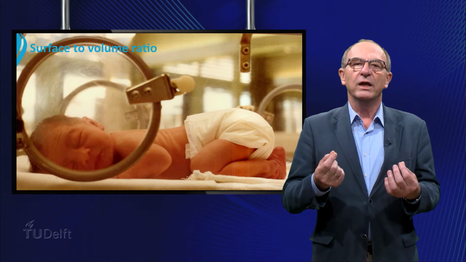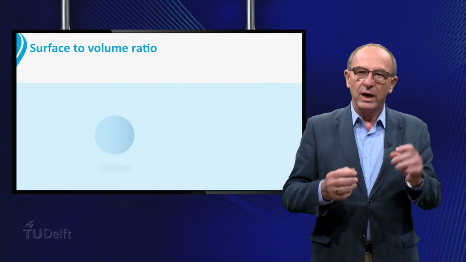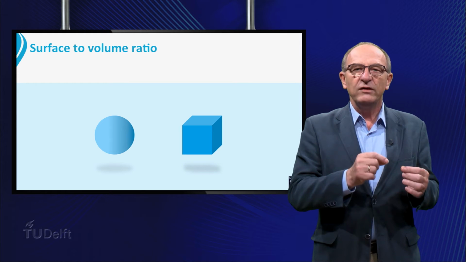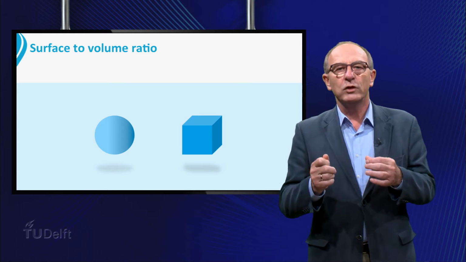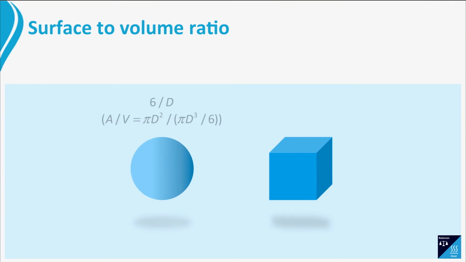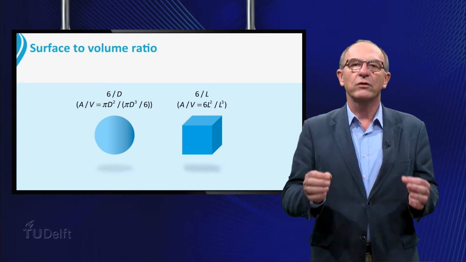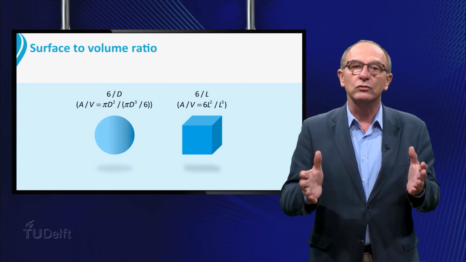To give you a feeling, I take a sphere and a cube. The ratio of surface area over the volume of the sphere becomes 6 over d, and for a cube this becomes 6 over L. In both cases the volume increases faster than the surface area, which means that it becomes more difficult to cool down or to heat up the sphere or the cube.